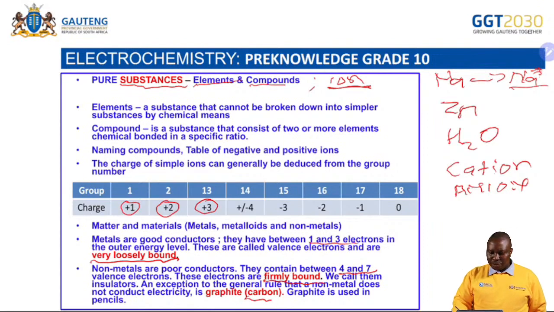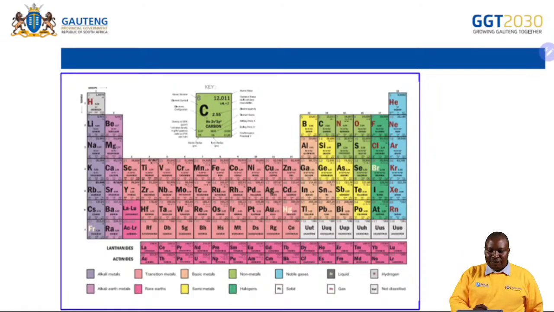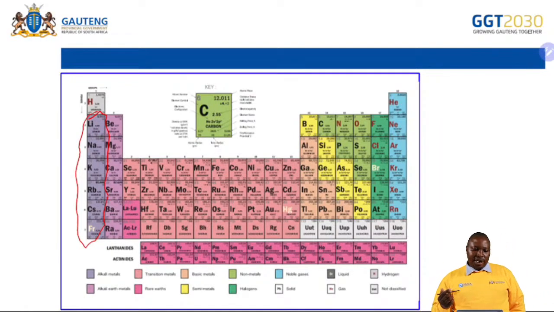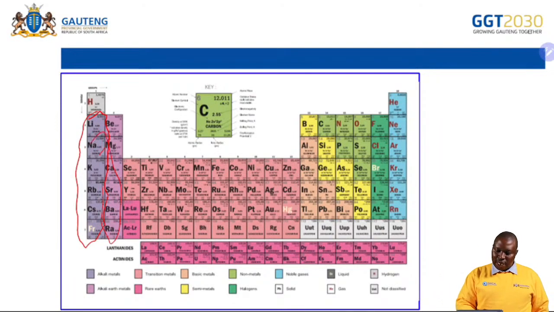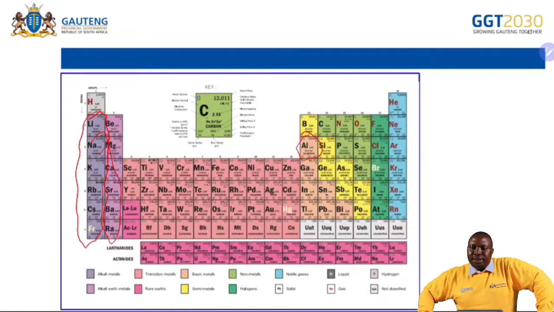Now, in the lower grades as well, grade 10 and 11, you have done this. I'm reminding you again: we call them group 1 elements. These group 1 elements, it's easy for them to lose 1 electron. Group 2 elements, 2 electrons. Group 13, as I indicated, like aluminium, most of the time is the one that we are interested in there. It will lose 3 electrons.